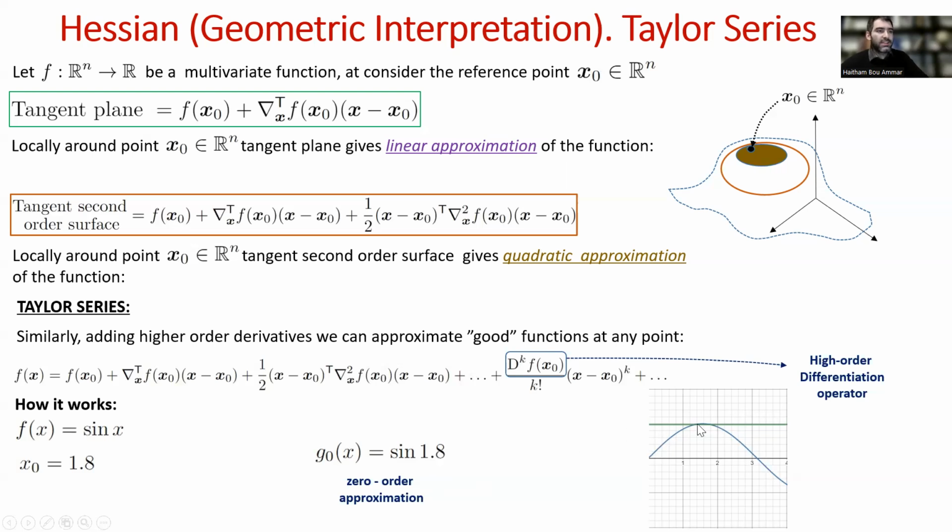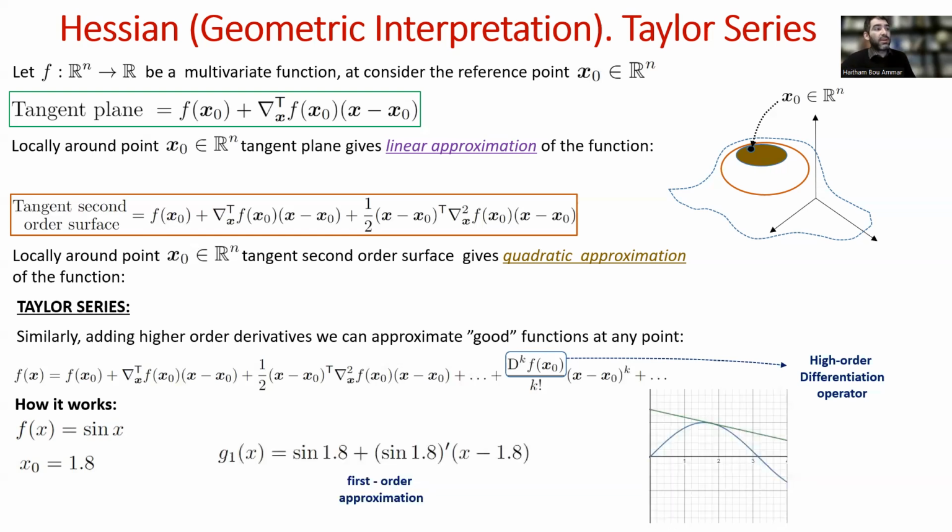And as you can see, it's a very crude approximation because it only coincides with the function sine of x in that point 1.8, and it's not equal to that function in the neighborhood of the point 1.8. That's why we say that it's a zero-order approximation. It's quite inaccurate, quite crude, because the size of the neighborhood around x0 where this approximation is really valid is equal to 0. It's only in this specific point.